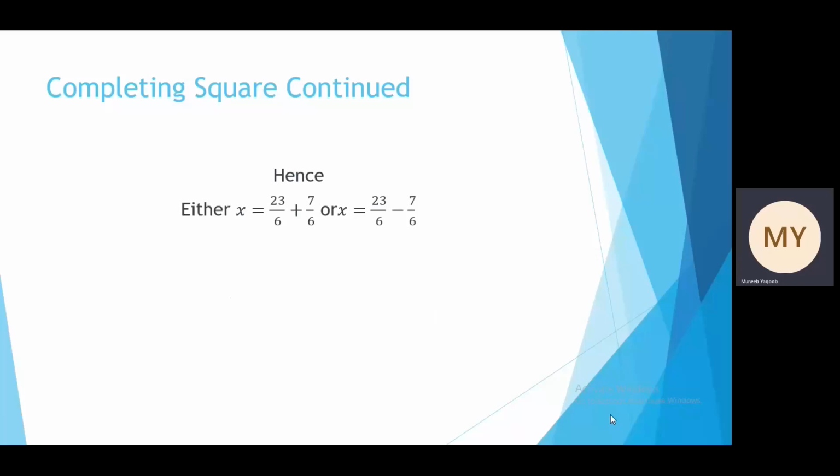Now in the next step, we will bring this 23 upon 6 to the right hand side. So it will become either x equals 23 upon 6 plus 7 upon 6, or x equals 23 upon 6 minus 7 upon 6. Hence either x equals 30 upon 6 or x equals 16 upon 6. So again you can see that we are getting the same two answers, that are x equals 5 or x equals 8 upon 3.